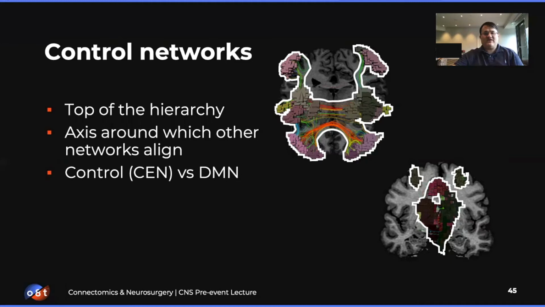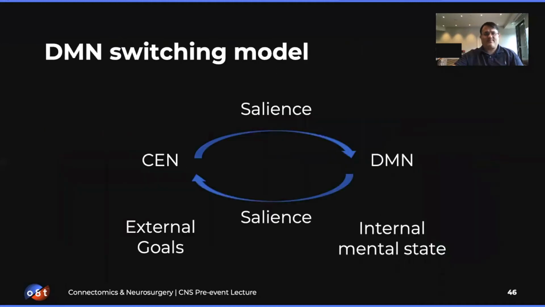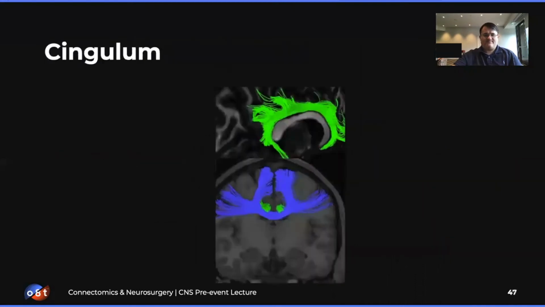And ultimately, they form kind of an axis. For those of you who are not familiar with the science on this, essentially, the theory goes as follows. The default mode network is generally on when you're doing internal mental states or non-active cognitive tasks. The CEN is really more about external goals. And the third network, the salience network, modulates the switch between them.